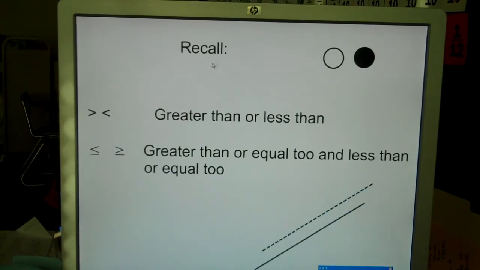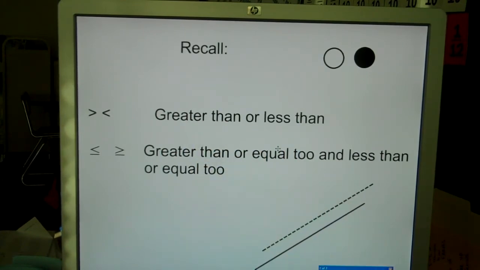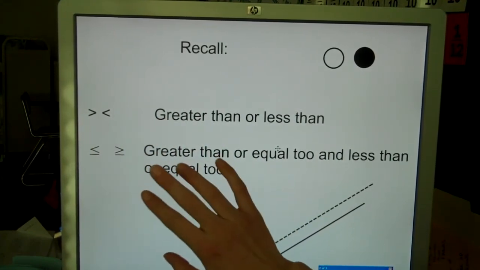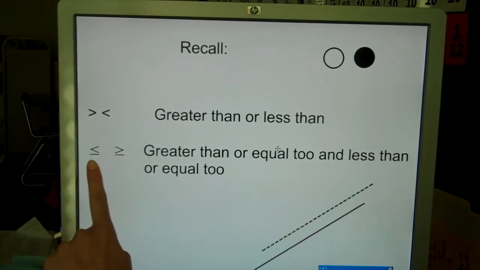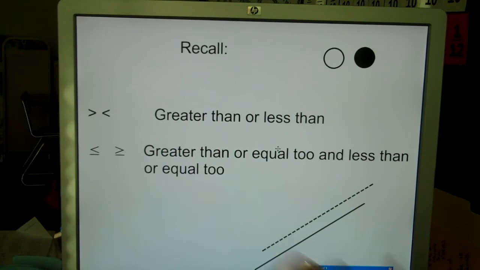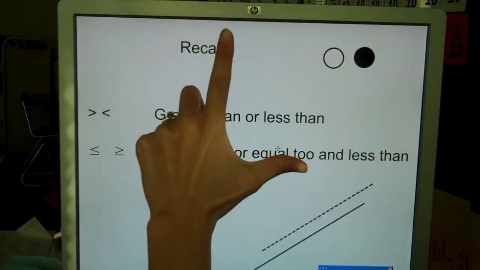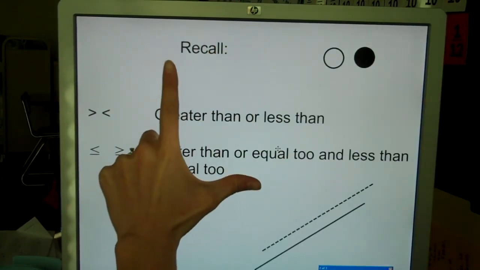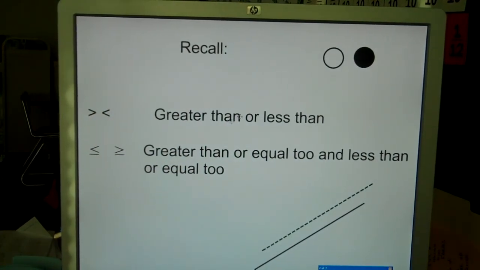So first things first, we need to remember our symbols for an inequality. An inequality is not an equal sign. Please remember that. We have greater than and less than, and then we have greater than or equal to and less than or equal to, which I actually have the words backwards. This one's less than or equal to, and this one is greater than or equal to. The way you can remember that is you hold up your left hand, it makes an L, like loser. L is less than. So this one is less than, and this one is less than, okay?